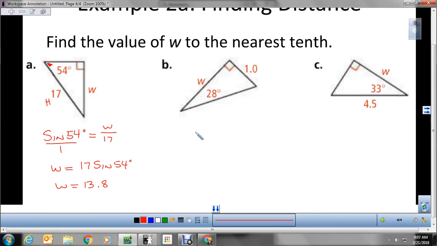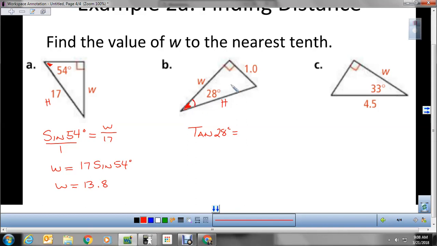So let's look at the next one. The next one here, we have 28 degrees. Notice that we do not have our hypotenuse, which means the only trig function that does not have the hypotenuse is the tangent function. So that means we're going to be using tangent for this. So the tangent of 28 degrees is equal to the opposite. This angle right here is 28. That's the measure between here and here.